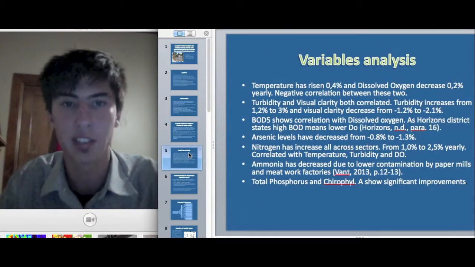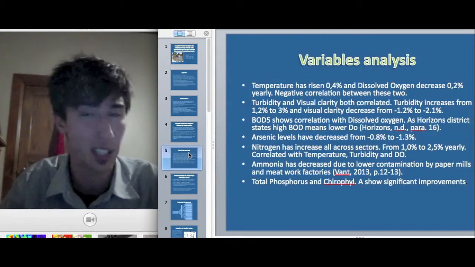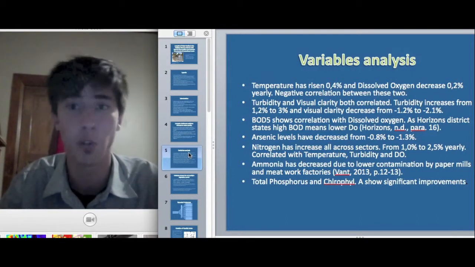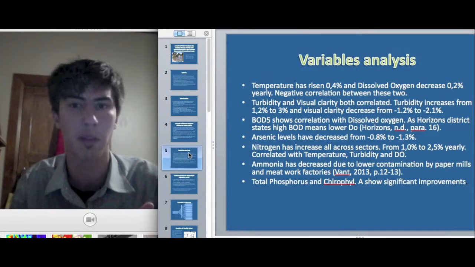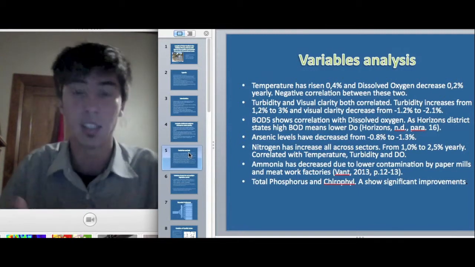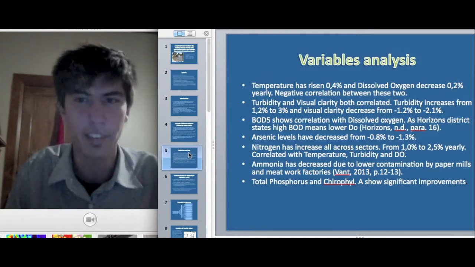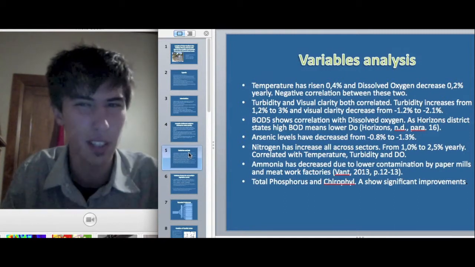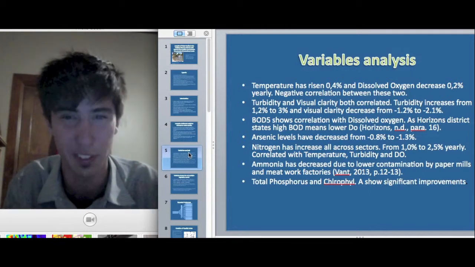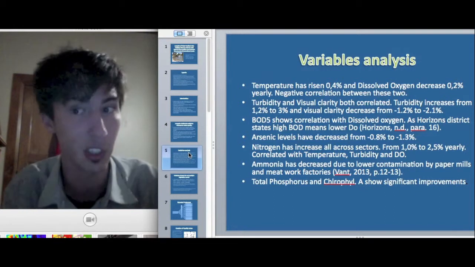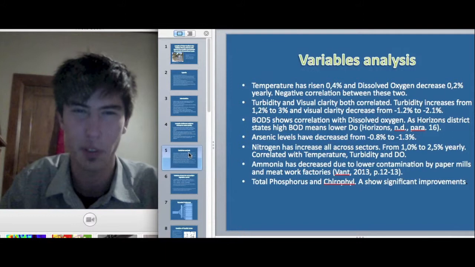In this variable analysis that we did, we found some really surprising results. First of all, temperature has risen yearly since 1992 by 0.4%, and dissolved oxygen decreased by 0.2. So we can see how they're correlated negatively, meaning one of them has risen and the other one has fallen. Why is this? In higher temperatures, it is a lot harder for trout to live, because trout live in colder waters, and colder water possesses more dissolved oxygen than higher temperatures, according to Janssen, which is one of the studies that we looked at.